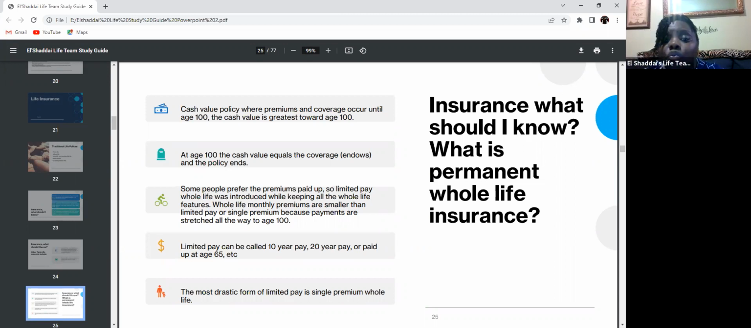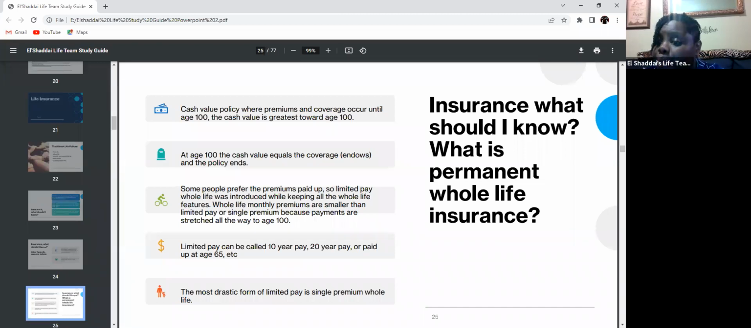Some people prefer the premiums paid up. So limited pay whole life was introduced. While keeping all the whole life features, whole life monthly premiums are smaller than limited pay or single premiums because payments are stretched all the way to age 100.